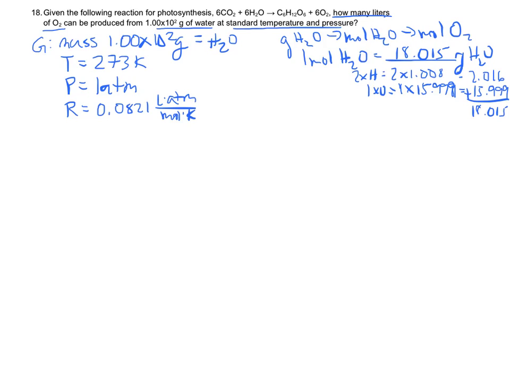And then we use our balanced equation coefficients to get the mole-to-mole ratio of water to oxygen. So that means we need to look up here. There's 6 waters for 6 oxygens.